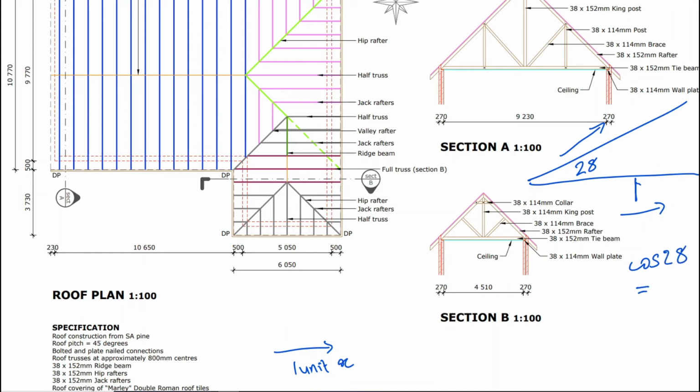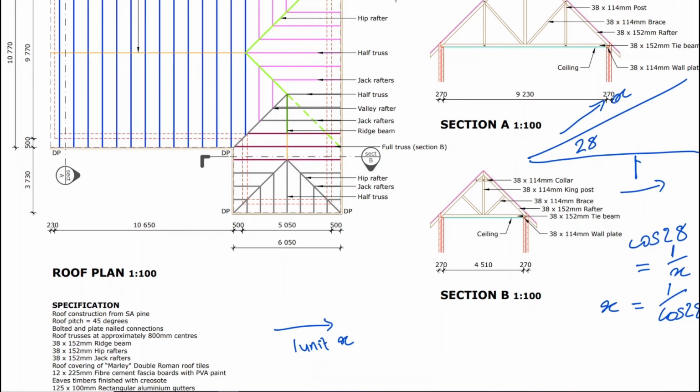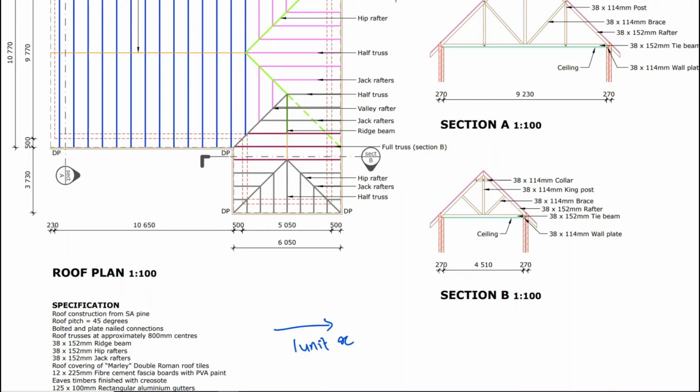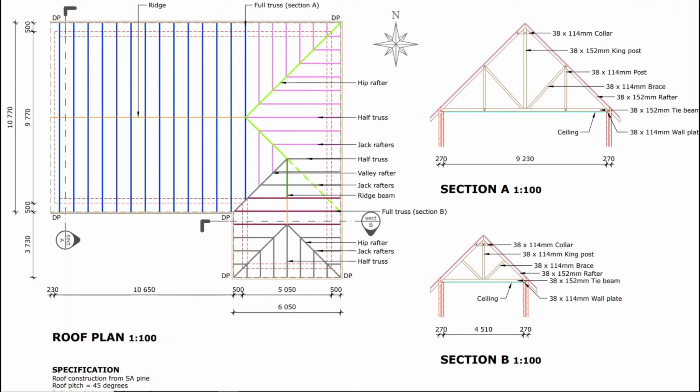cos 28 equals, that's the cos identity, which is adjacent over hypotenuse, right? 1 over x. And x ends up being 1 divided by cos 28. So once you get that, this is what we call the factor in MDA 1. And once you have your factor, you apply that. But what's behind this mathematics is the concept that we are interested in, basically rise and run. This is all it is.